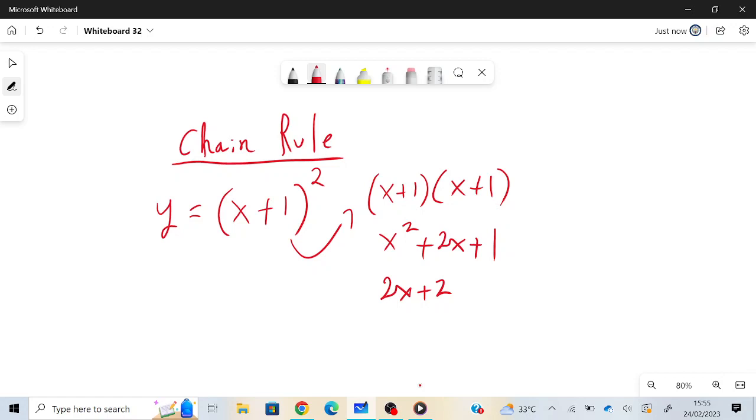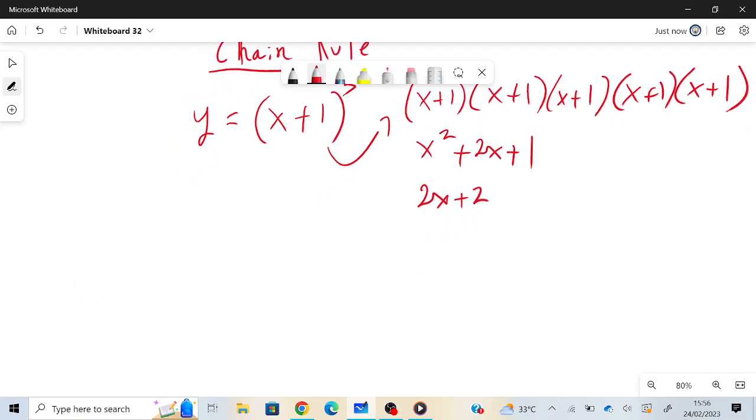Yes, that is correct, but what if I now said, oh, the power was not 2, the power was 5? Would you go and do x plus 1 and then x plus 1 and x plus 1 again? I mean, it is correct, but it's very, very time consuming, and in an exam scenario, time is of the essence, so you cannot waste time.